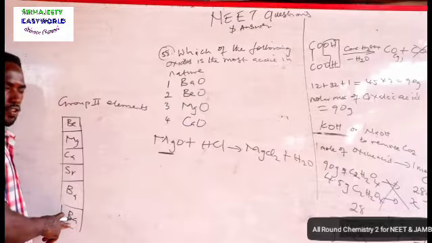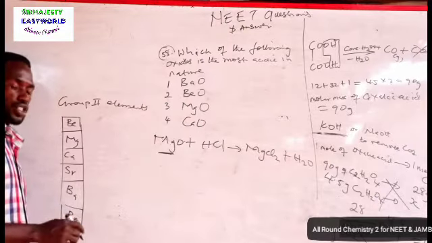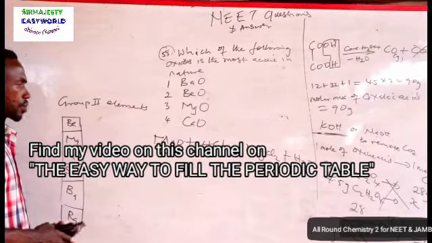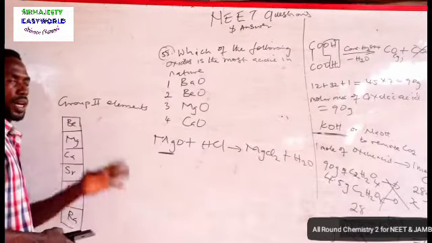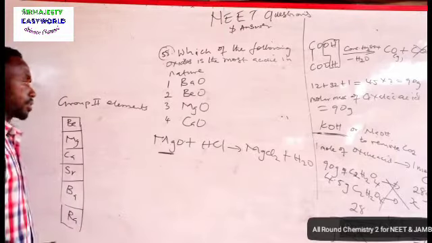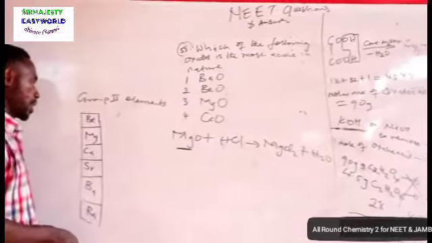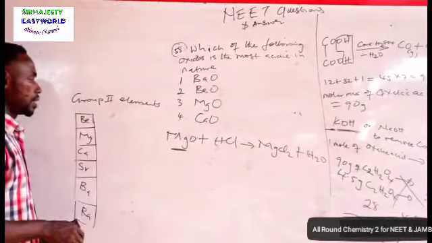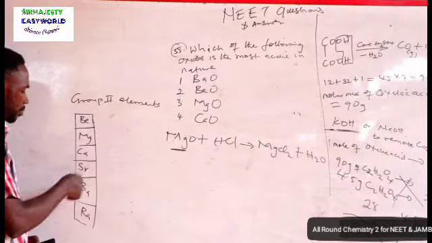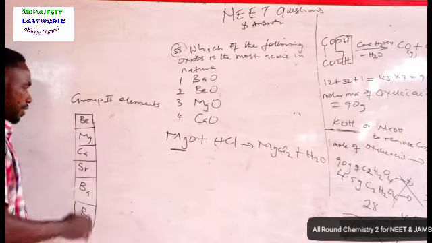You can also do yourself a favor by watching my video on this channel on how to fill the periodic table by yourself. The songs fill the whole periodic table, all the elements, including the F block elements and the D block elements. So you have seen how to get your group 2 elements, otherwise known as alkaline earth metals: beryllium, magnesium, calcium, strontium, barium, radium. This is their order of arrangement.